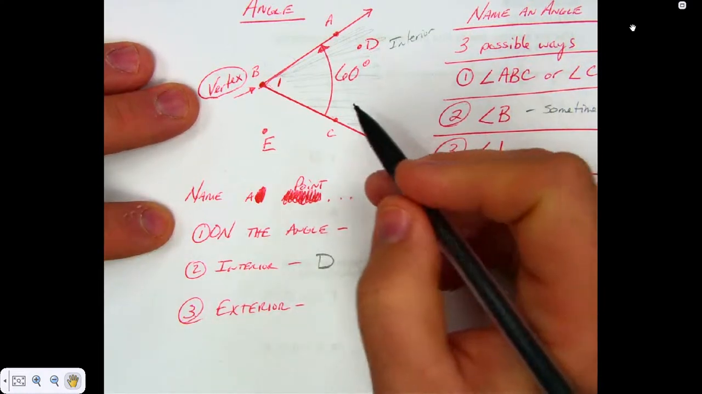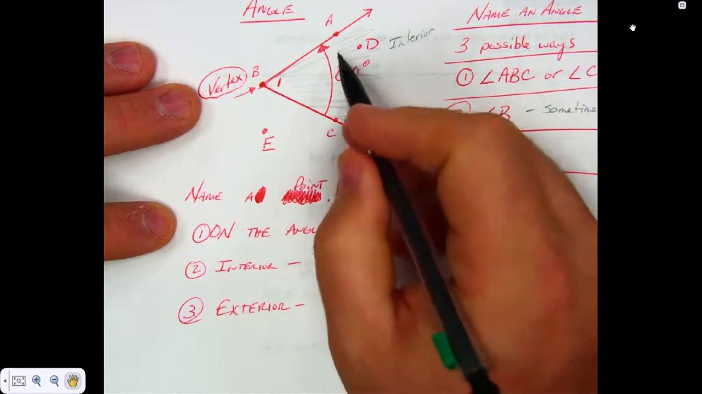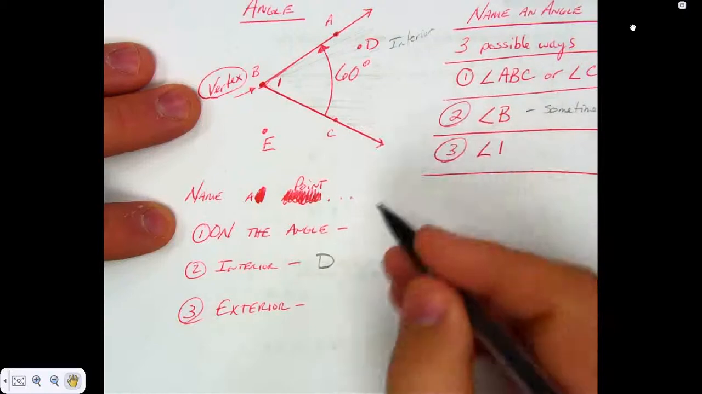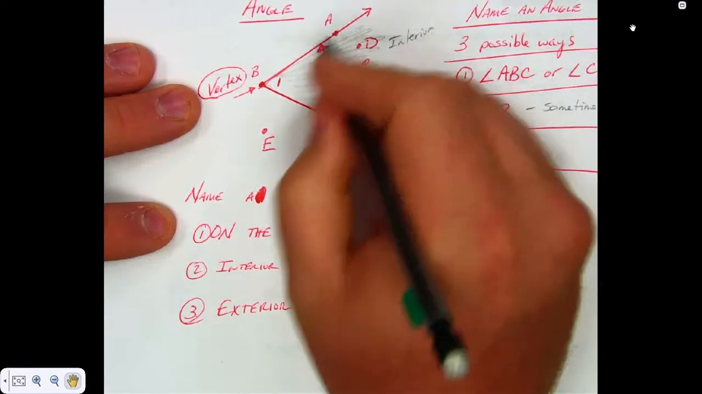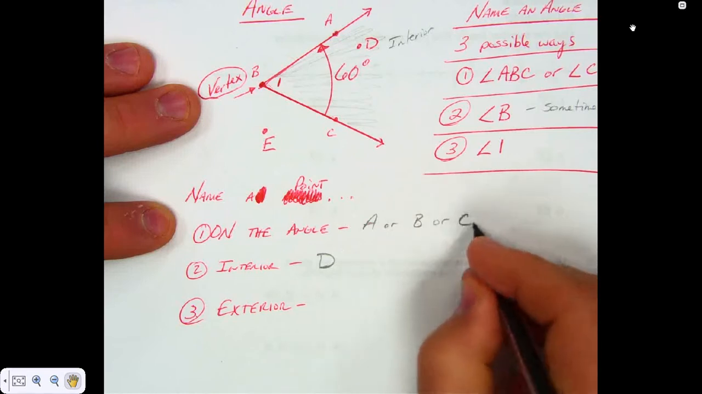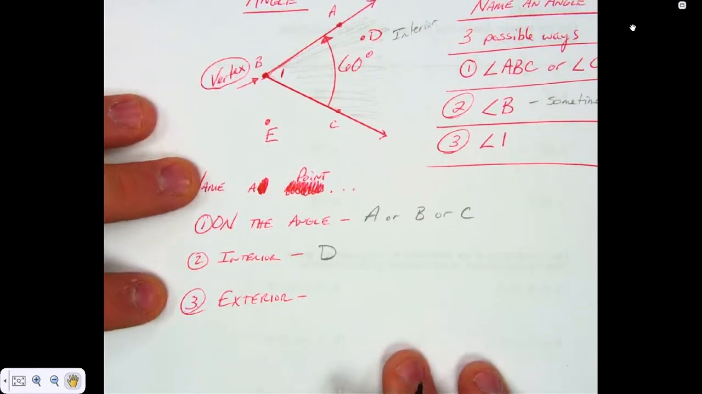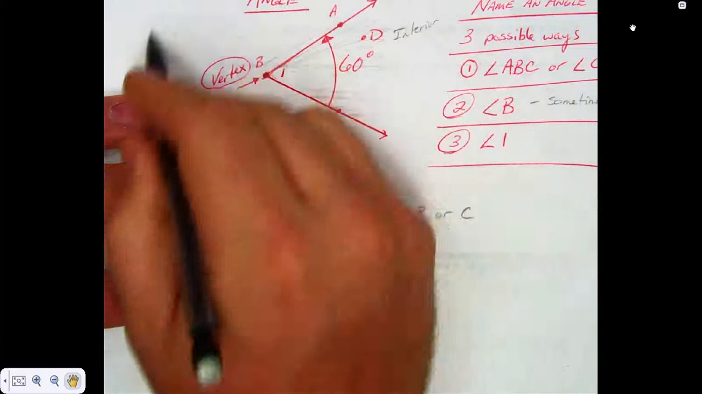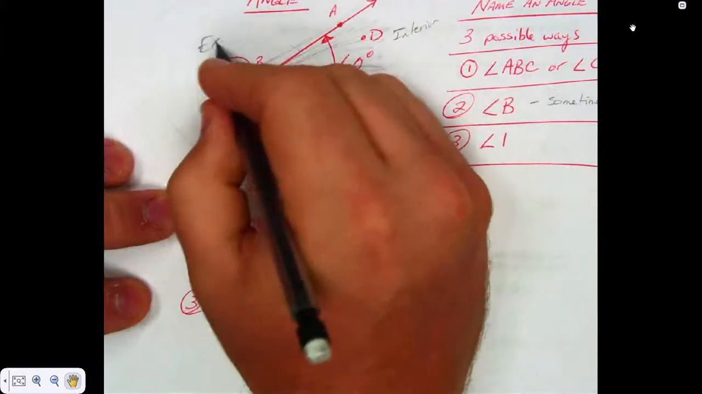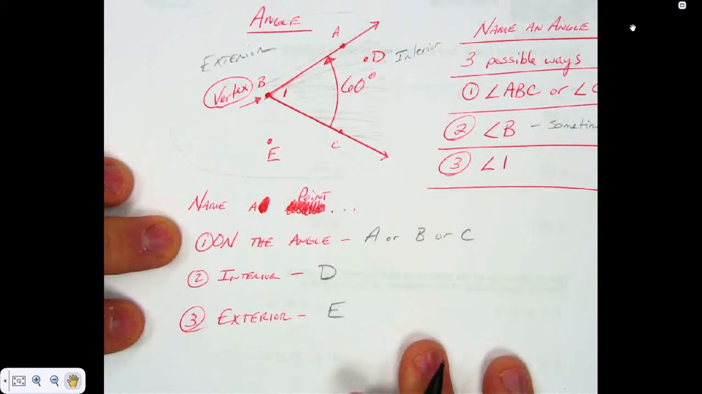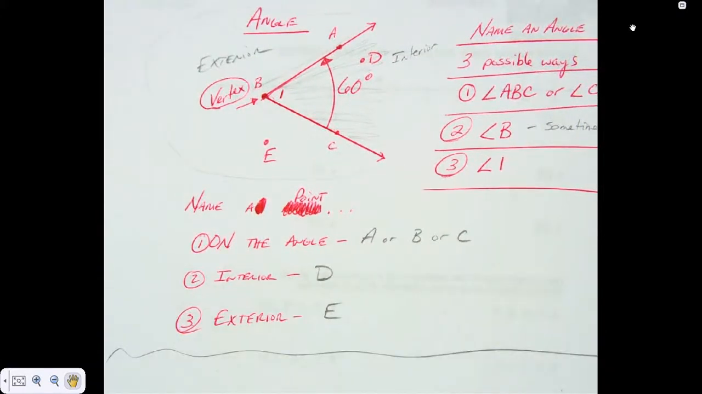Now, what about on? That's actually on the angle, on those rays that are on it. So there's three choices. You could put A or what? B. B or what? C. Name me a point in the exterior. E. It's outside, isn't it? This is all the exterior, isn't it? Easy enough, isn't it? It looks like Pac-Man, sort of. Yeah, it does.